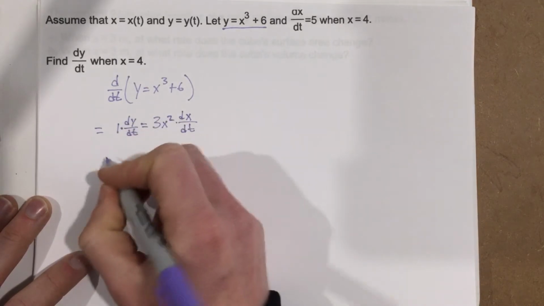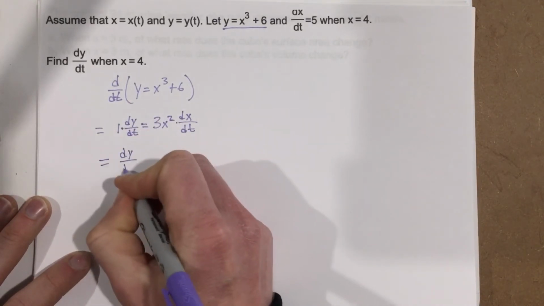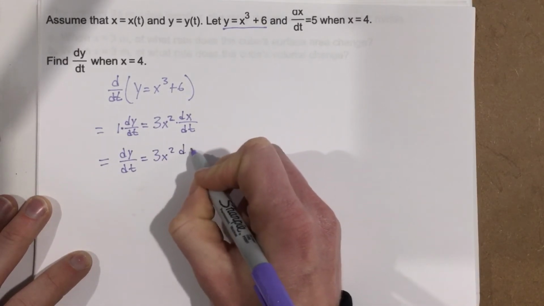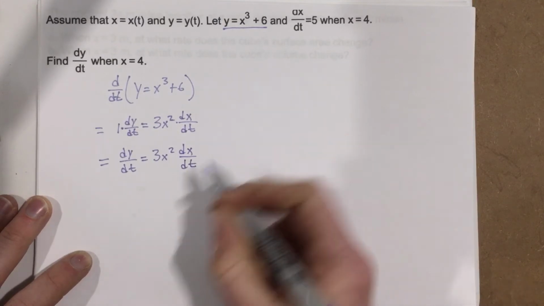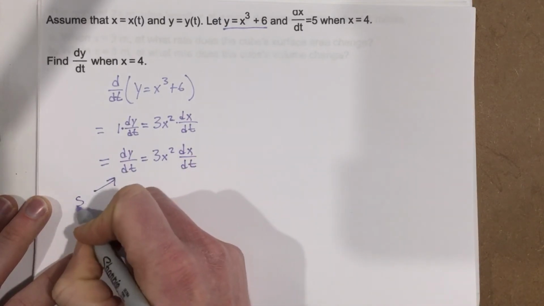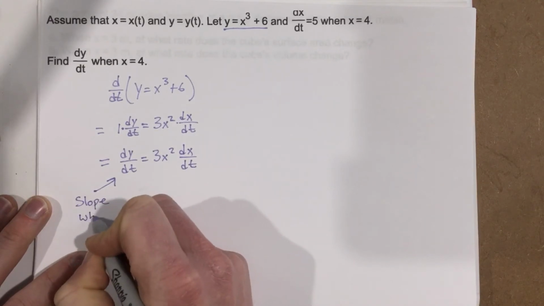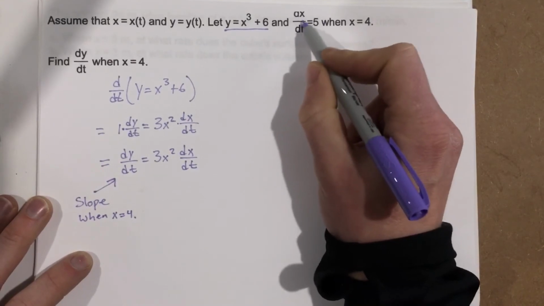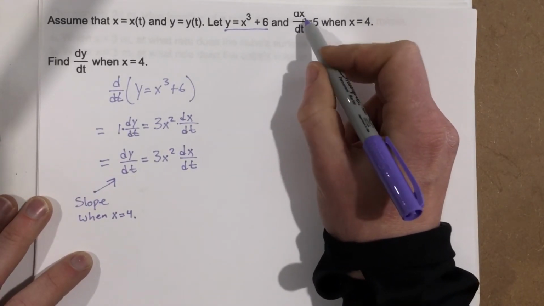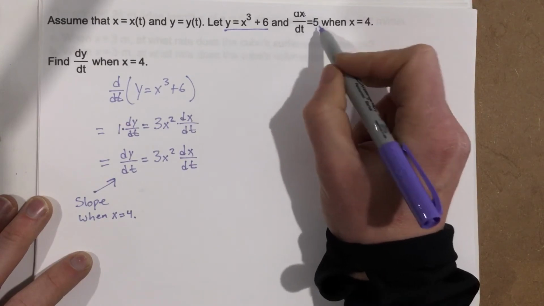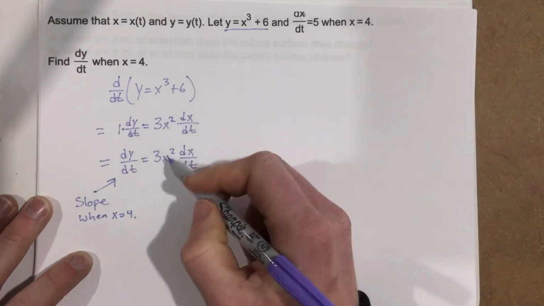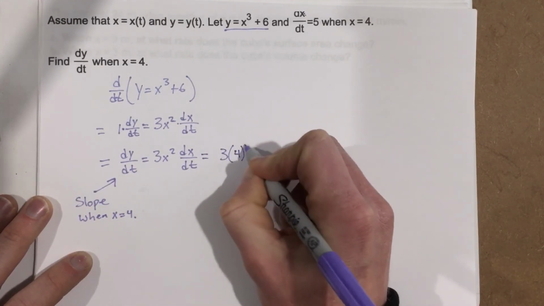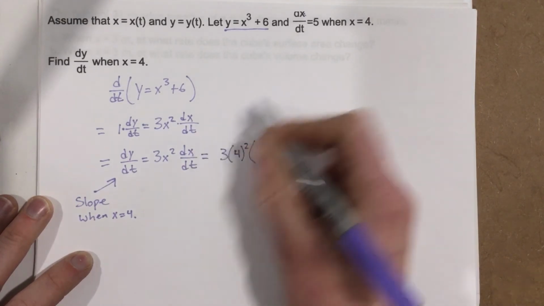So we're looking for dy over dt, so we can say that dy over dt is equal to 3x squared dx over dt. And remember, we want to know the slope when x equals 4. Well, we know when x equals 4 that the rate of change, or the slope, for the x value is 5. And we also know that x has to be 4 in this problem. So we're going to say that this is equal to 3 times 4 squared, because that's what x is, and then times dx over dt, which is 5.